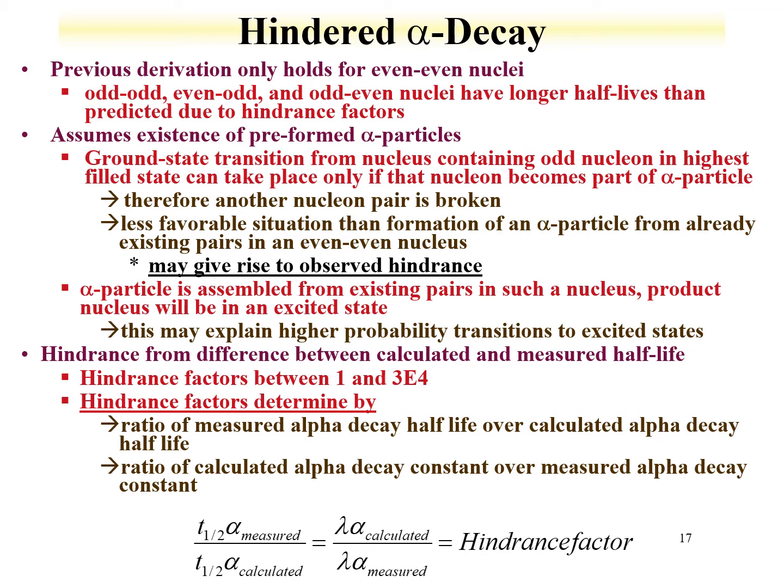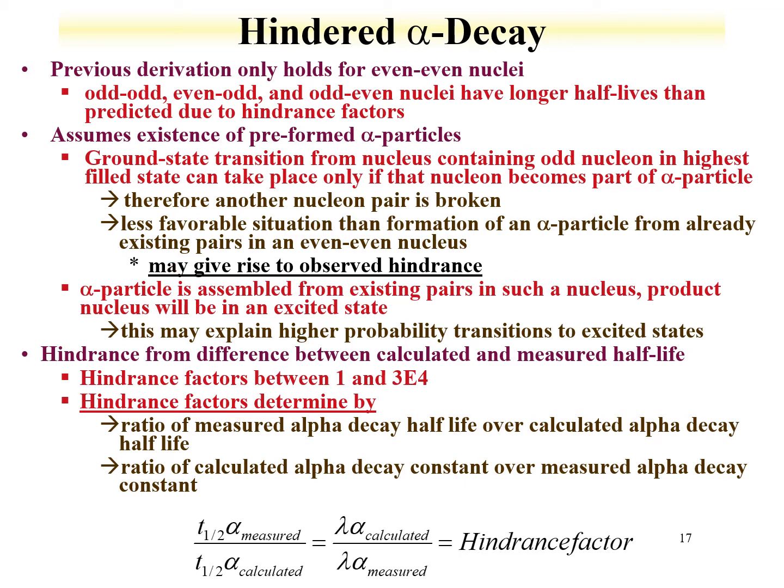So if I think about it, if I have an odd nucleon, that means that the highest energy nucleon in that nucleus is unpaired. In order for that to become part of the alpha particle that's emitted, a nucleon pair has to be broken. So this is a pretty unfavorable situation because the alpha particles can already be formed from existing even pairs. So this gives rise to this observed hindrance.